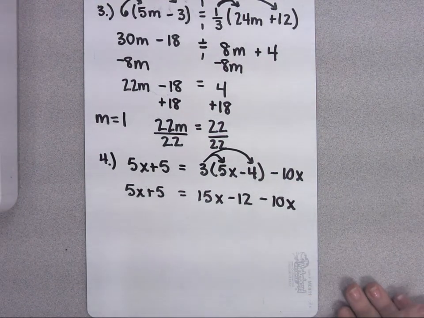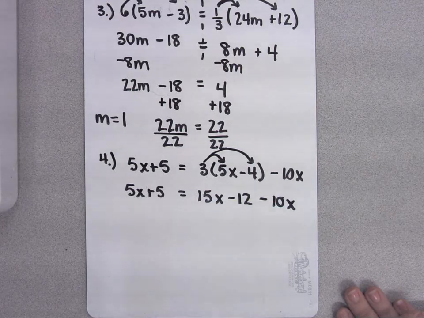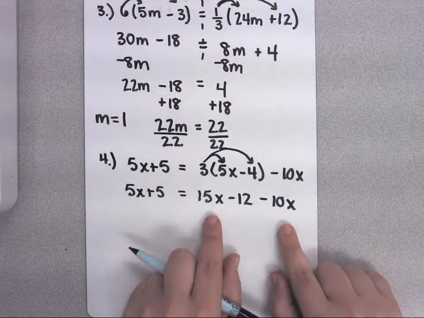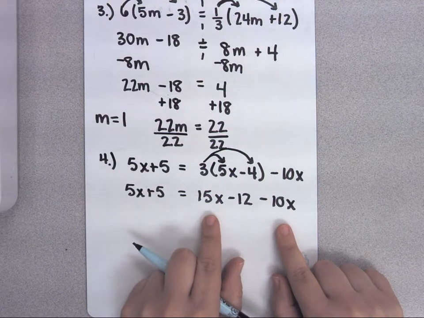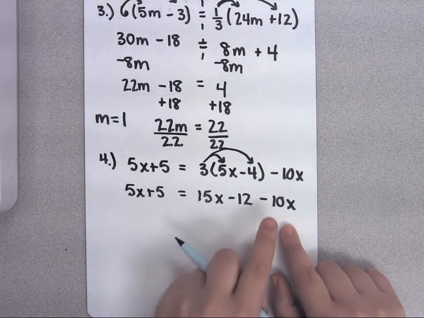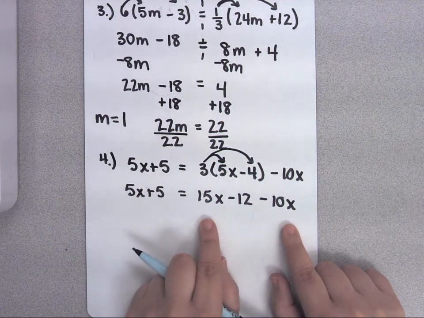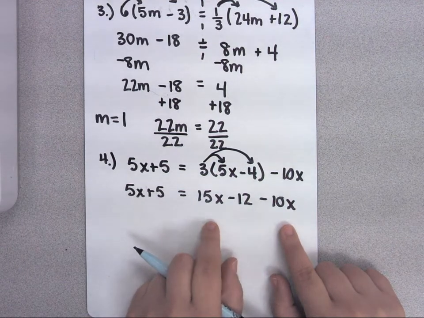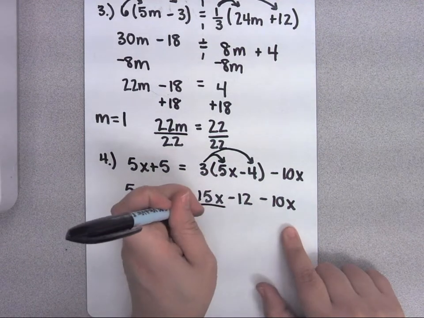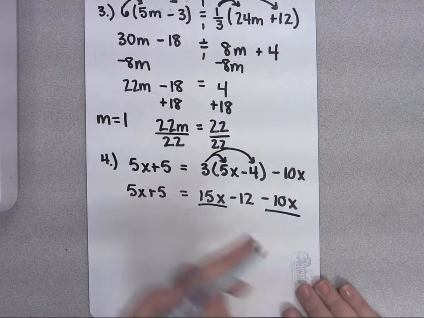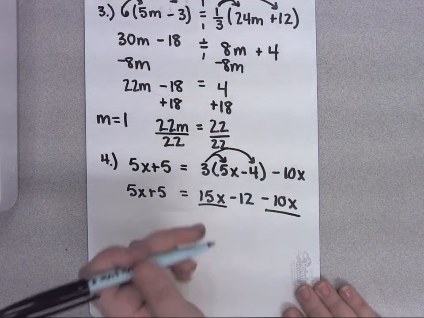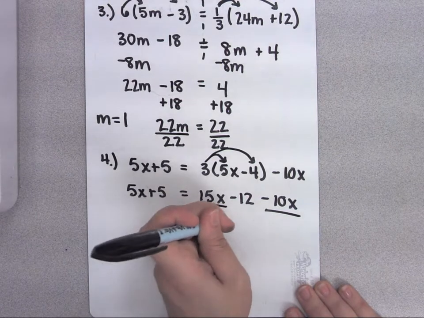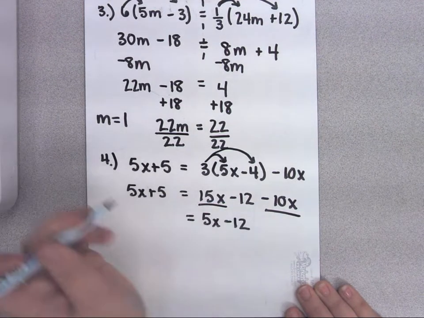After we distribute, what do you notice is going on the right side of the equal sign? 2 x's on the same side. When you have multiple variables on the same side, should you combine those first? Yes. What do you do with those? You do exactly what it says. So I have 15 x's and negative 10 x's. So I combine those. What's 15 x's minus 10 x's? So I have 5 x's, and then I bring down everything else. Then bring down the other side.